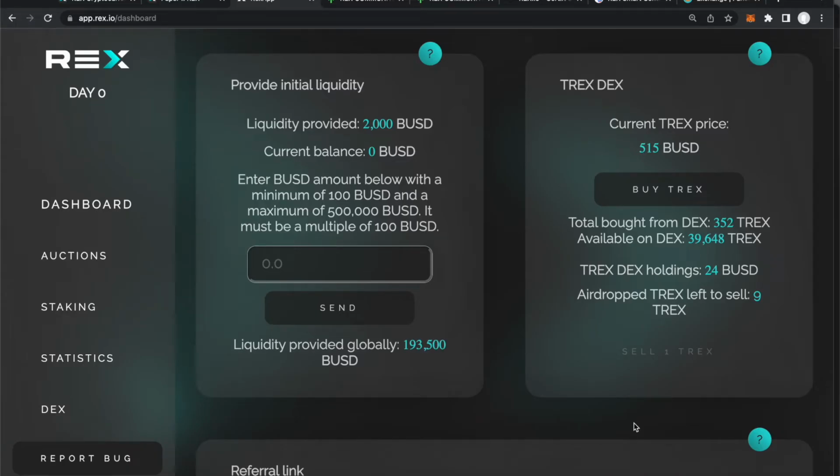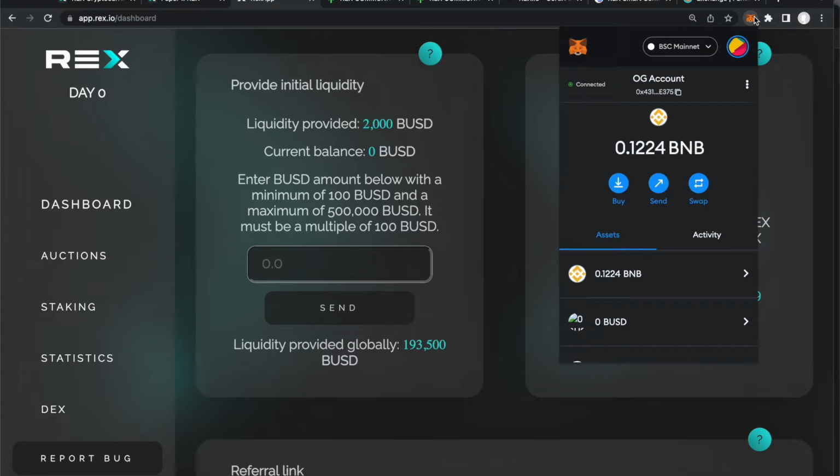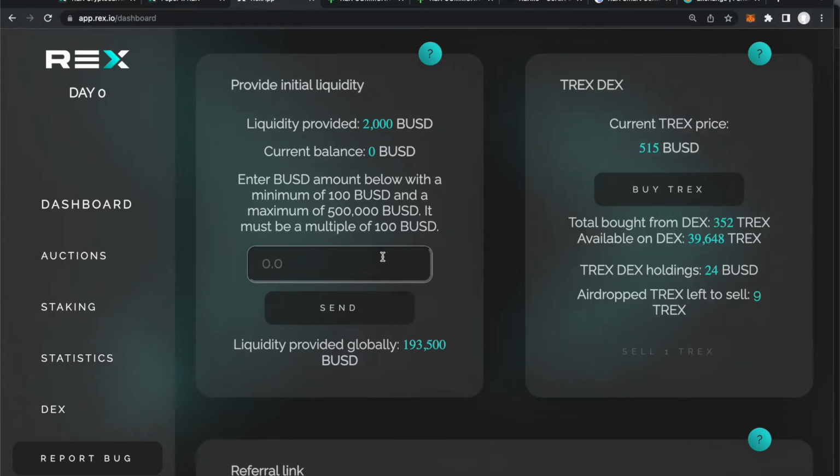Okay, I'll talk for a second about providing initial liquidity. So here we are in an account that has already provided 2,000 BUSD of liquidity. The way you provide liquidity is on the Rex app dashboard while connected to your wallet. Right now, this is connected to my OG account.